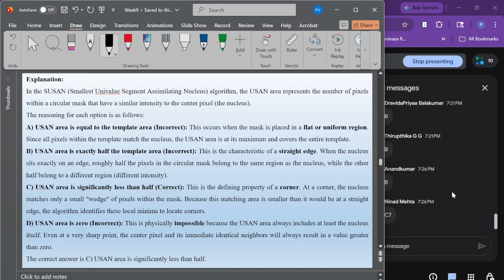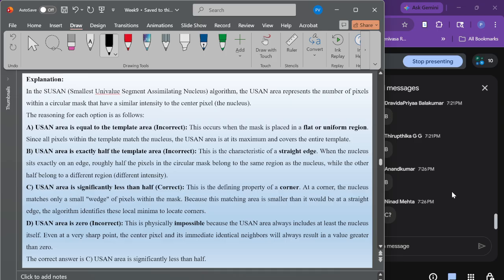Now, the next option is USAN area is significantly less than half. This is the defining property of a corner. At a corner, the nucleus matches only a small wedge of the pixels within the mask. Because the matching area is smaller than it would be for a straight edge, the algorithm identifies these local minima to locate corners. So that is the correct one.